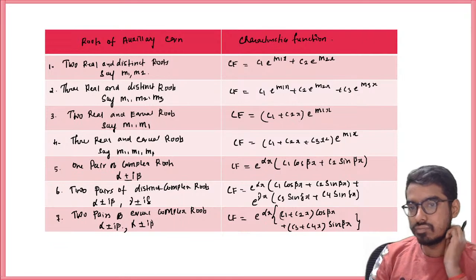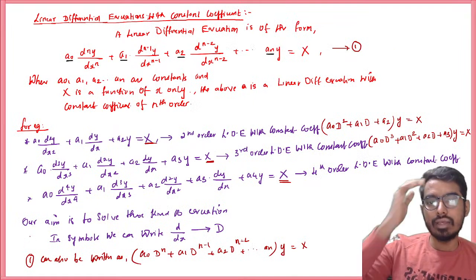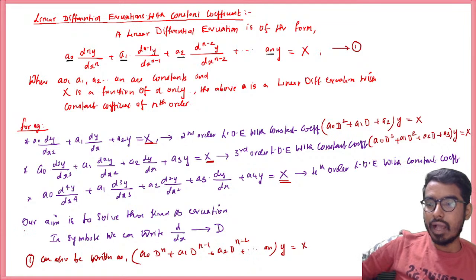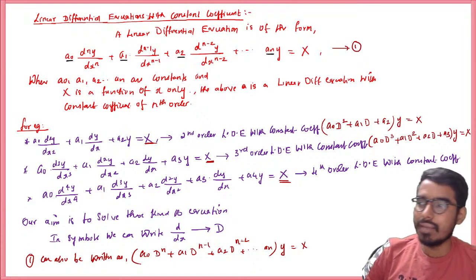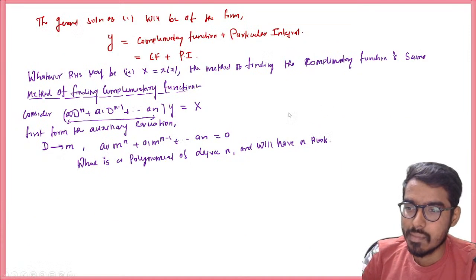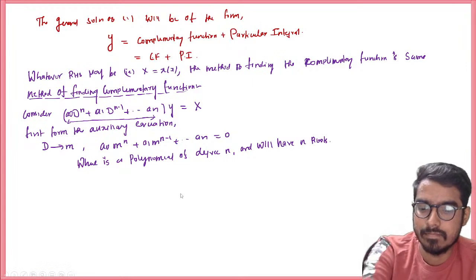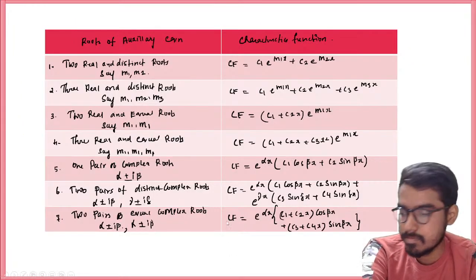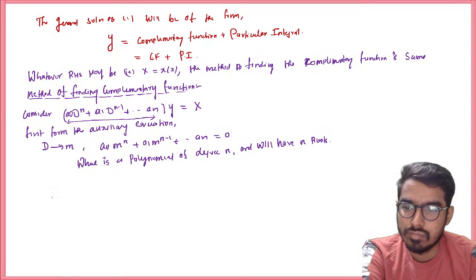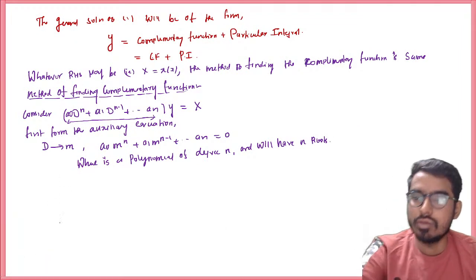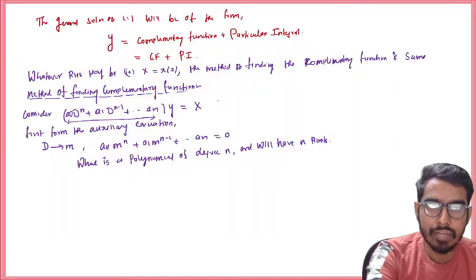Is it clear up to now? Those who are watching. We are solving differential equations of nth order. The solution is given by complementary function plus particular integral. The particular integral is to be found. To find the complementary function, we need to solve this polynomial equation of degree n. Based on that, we define the complementary function, right?